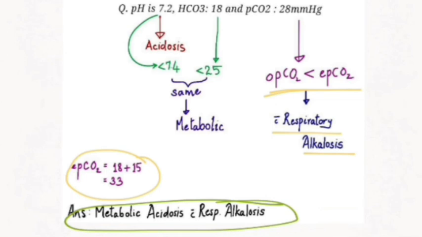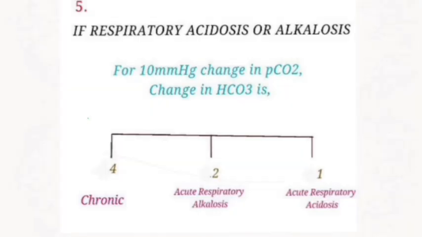Moving ahead. Now these were the conditions in which the primary abnormality was metabolic. Now we'll move to questions in which the primary abnormality will be respiratory, and we will look at how to find the compensation. Now in the respiratory case, the primary change will be in the PCO2 and compensation will be made with changes in HCO3 values.